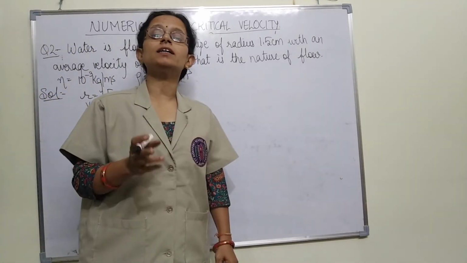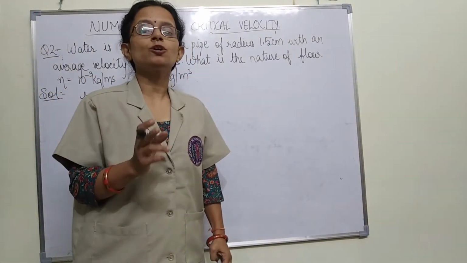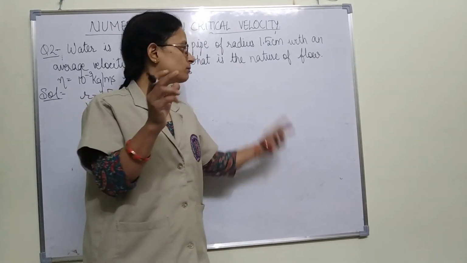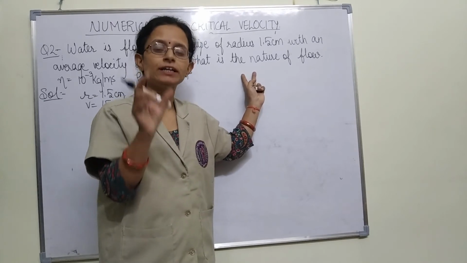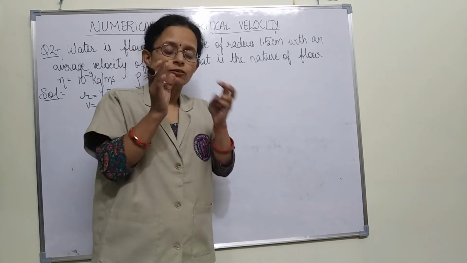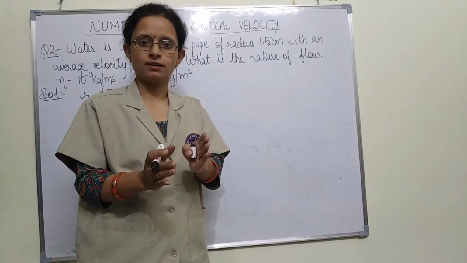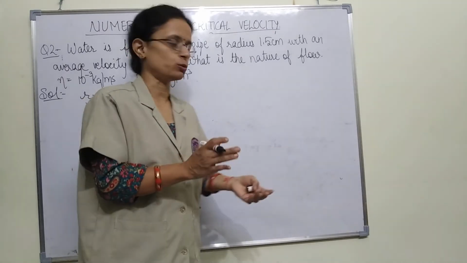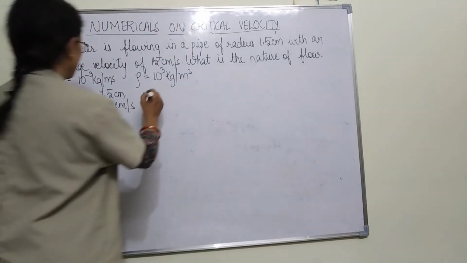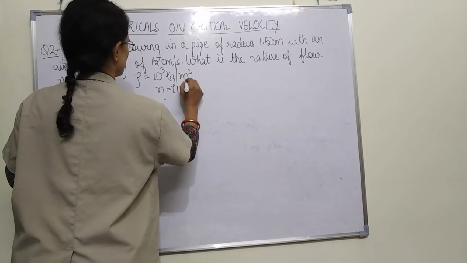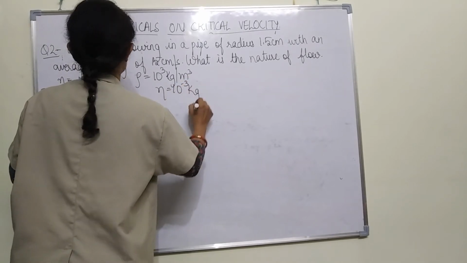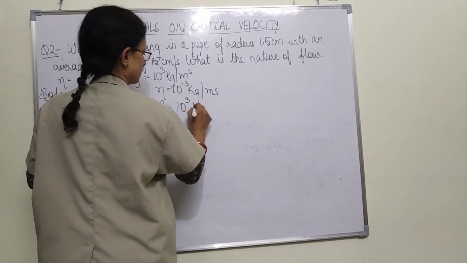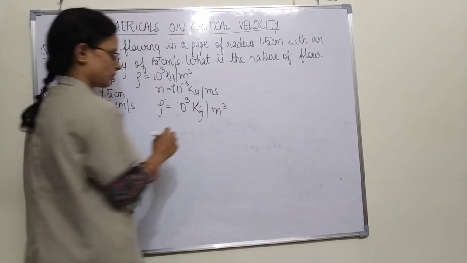Here they are asking us the nature of flow, and the nature of flow can be determined by the Reynolds number only. It means that in this question we have to find the value of the Reynolds number and see in which range it lies. According to the range, we will say whether it is streamlined or turbulent flow. The value of eta is given as 10 raised to power minus 3 kg per meter second, and the value of rho is 10 raised to power 3 kg per meter cube.